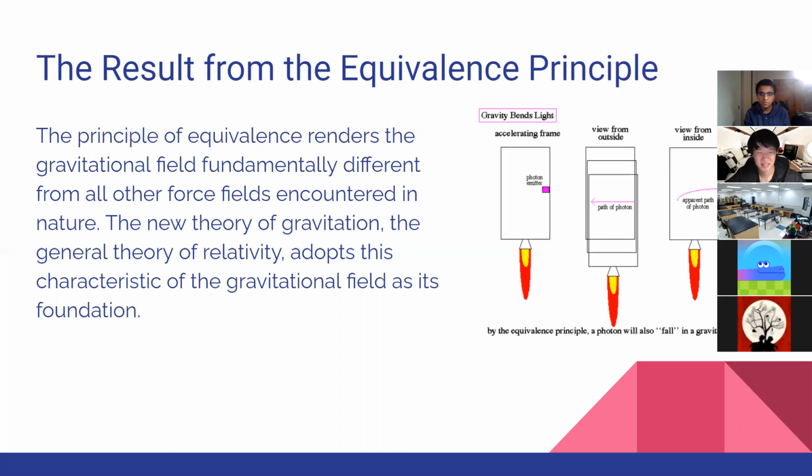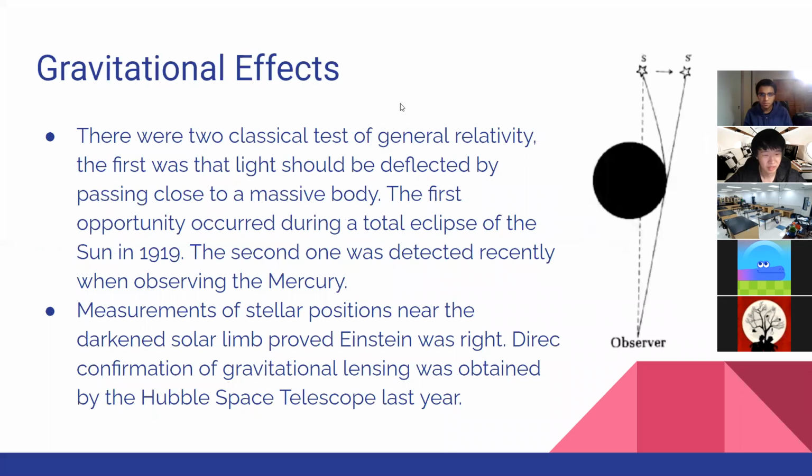So based on the equivalence principle we just talked about, we can assume the path of light is curved near massive objects, right? Yeah. So let's move to the next slide.